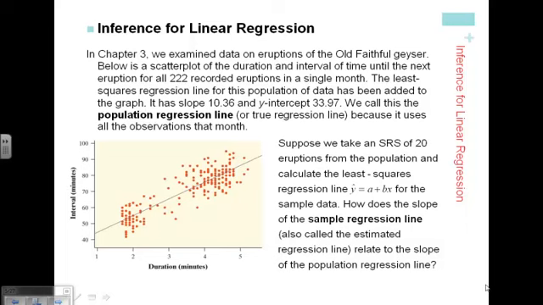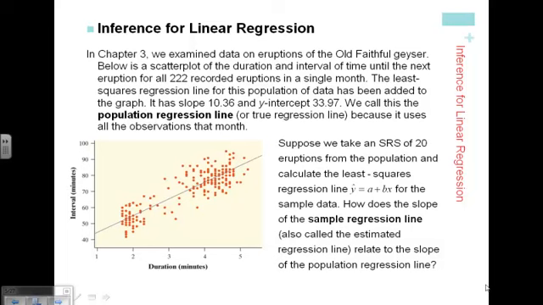it says interval in minutes. The lowest of the intervals is around 40. The highest of the intervals is around 100 minutes. Which means if you hang around there for at least an hour and a half, you're very likely to see an eruption of this geyser.